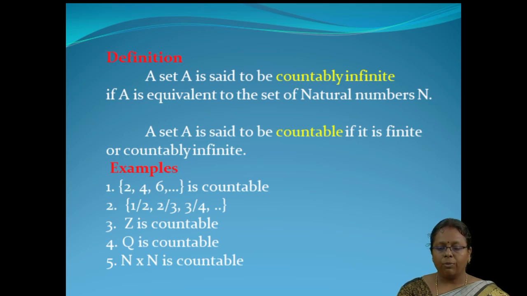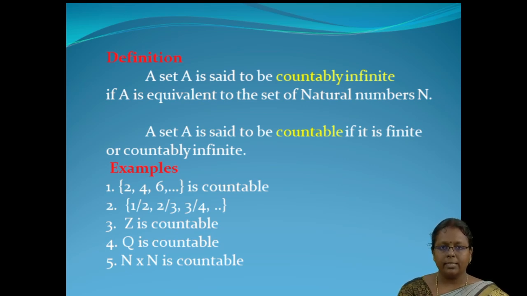Coming to the definition of countably infinite. A set A is said to be countably infinite if A is equivalent to the set of all natural numbers N. So any non-empty set is said to be countably infinite if it is equivalent to the set of all natural numbers. A set is said to be countable if it is either finite or countably infinite.